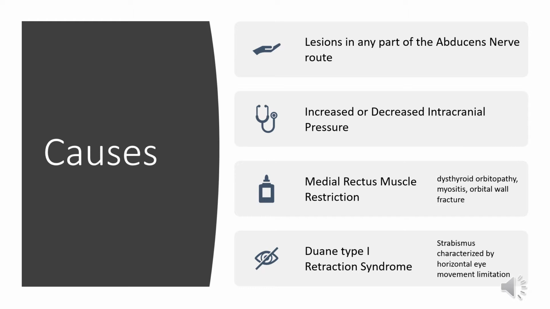Duane type 1 retraction syndrome causes strabismus, and that's pretty much characterized by horizontal eye movement limitation. So it's just abnormal alignment of the eyes, which causes squinting.